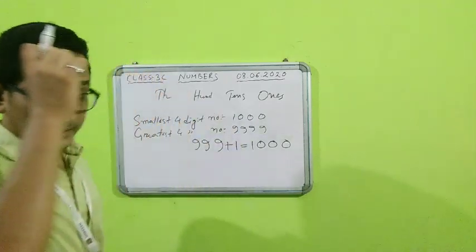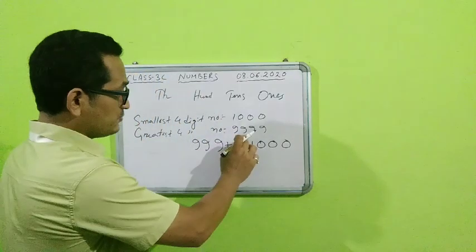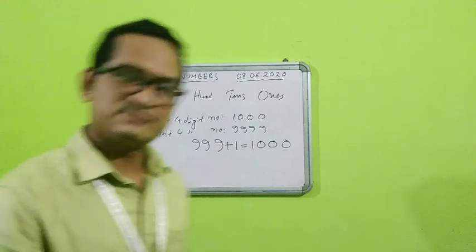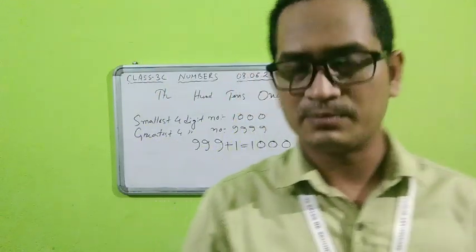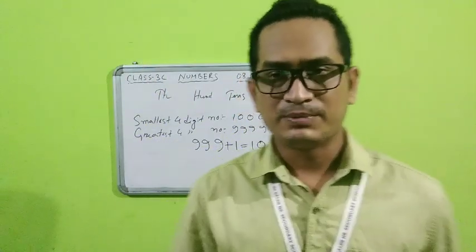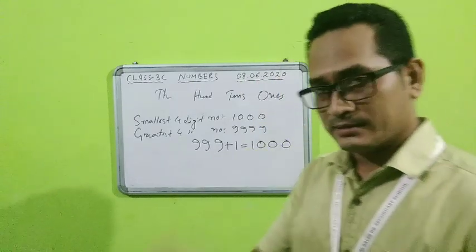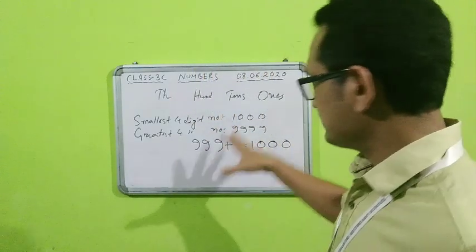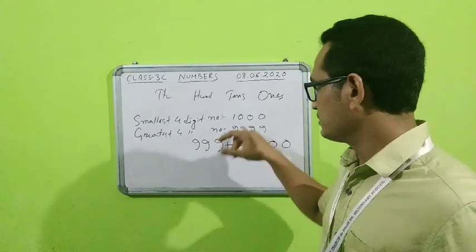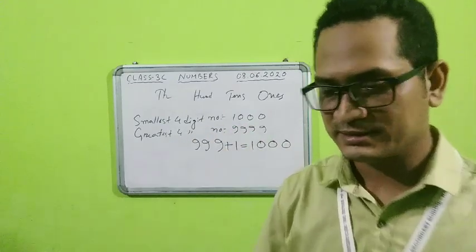Now if I do it with the greatest four-digit number, I will get the smallest five-digit number. That is not a part of our discussion, because five-digit numbers we will learn in the next class, in class 4. So this is a very important thing to understand, the smallest and the greatest four-digit number.